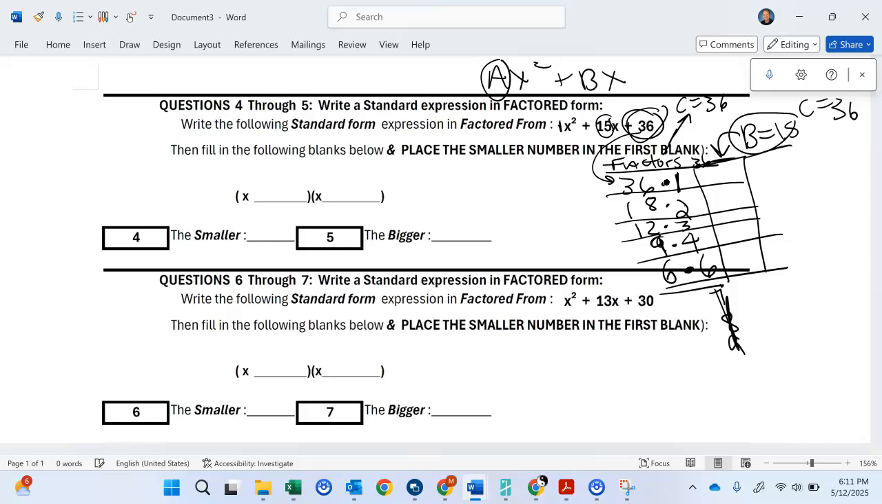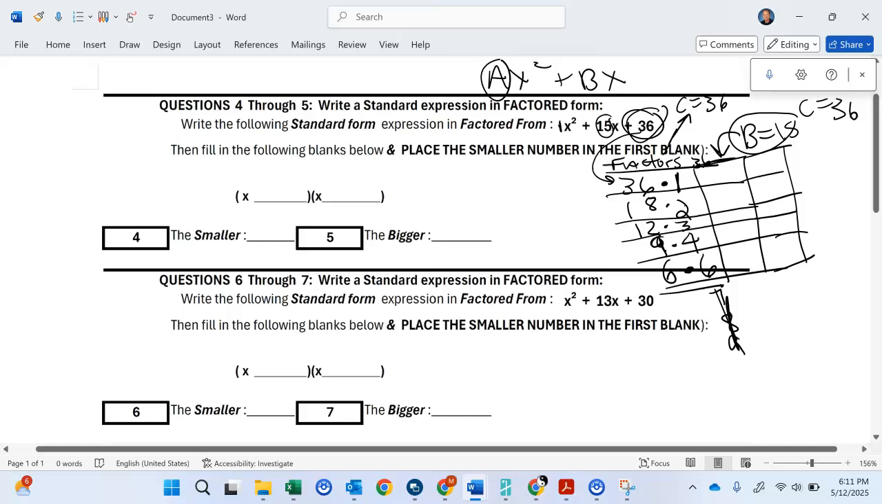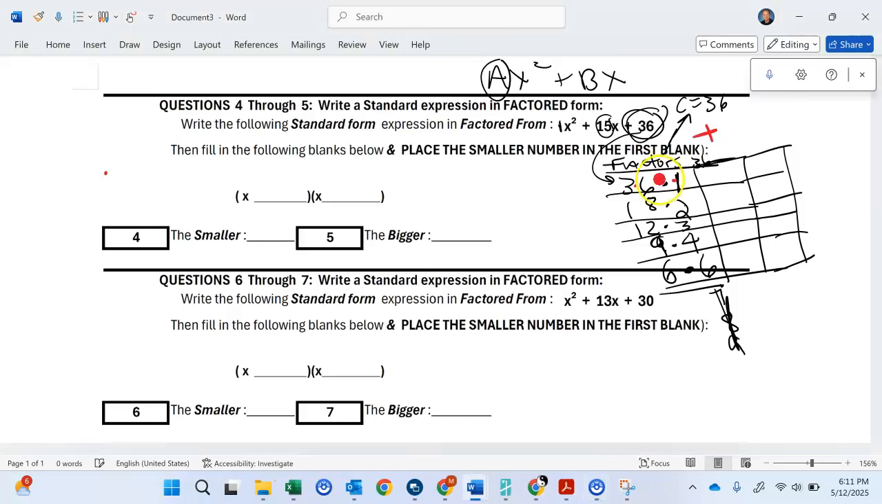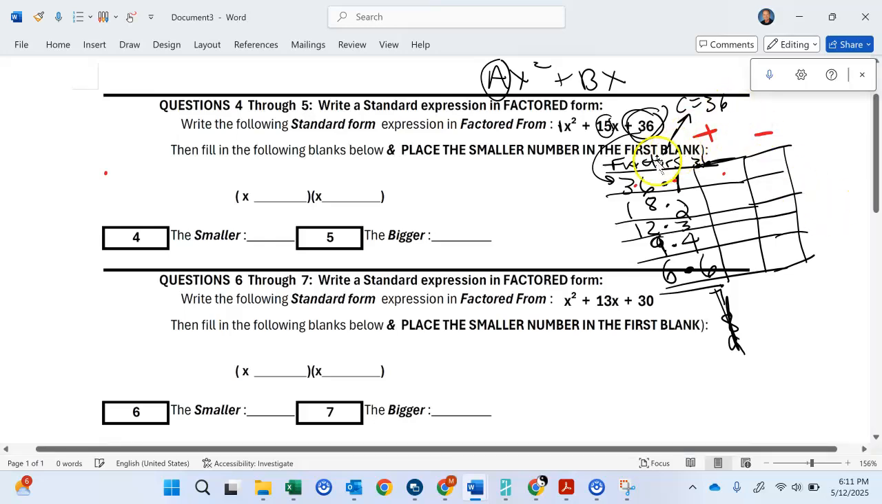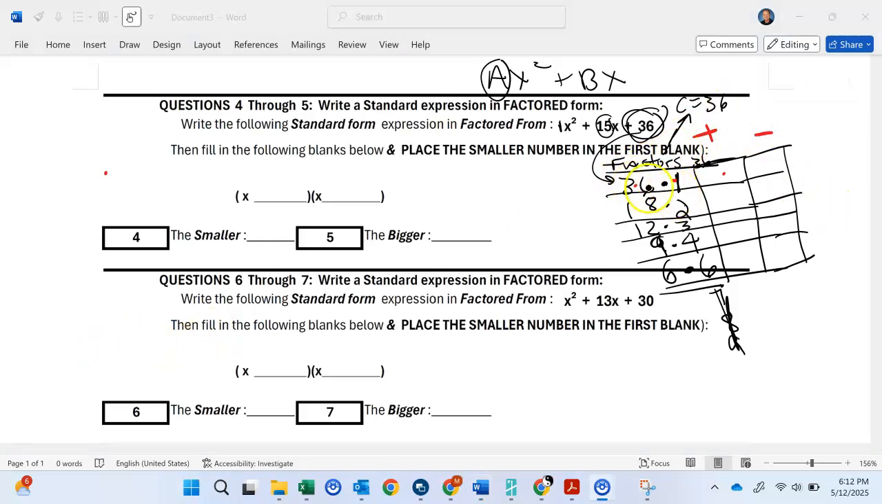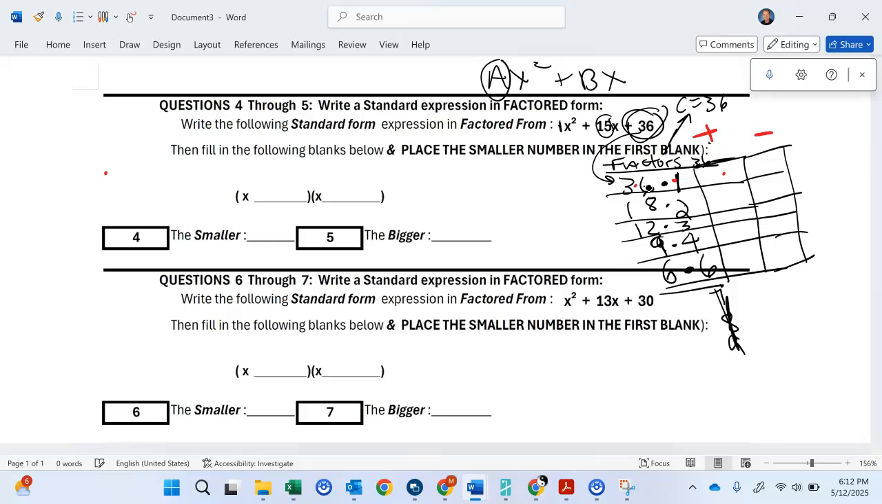So what I'm going to do is I'm going to make a column here. And first I'm going to add the numbers. I'm going to add this number and that number, and put it there, and then I'm going to subtract. So let's do 36 plus 1. Okay, so 36 plus 1 is 37. 36 minus 1 is 35, okay?